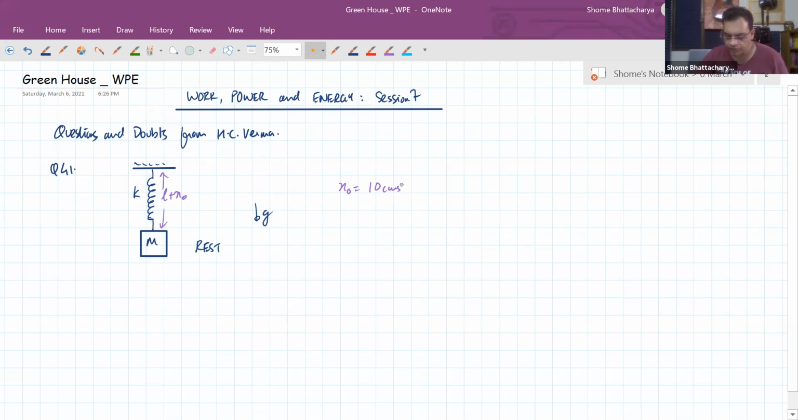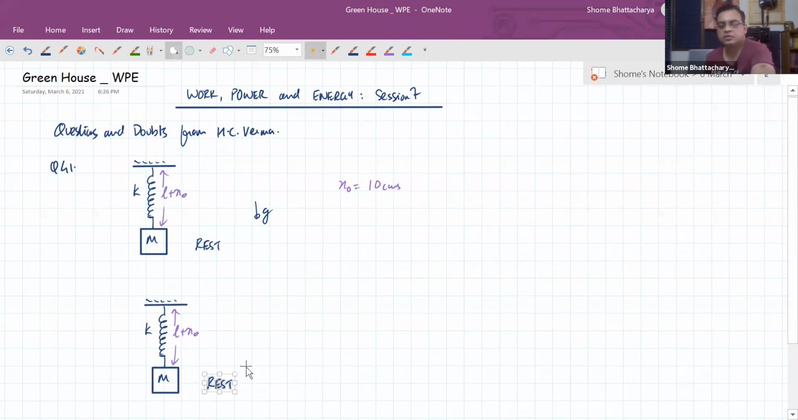Now the block is given a sharp impulse from below, so that it develops an upward speed of 2 meters per second, and we have to find the maximum distance to which it rises. So from this initial state where it was at rest, we are giving it a sharp blow, or what is called an impulse from below, such that it develops an initial velocity at t equal to 0 of 2 meters per second upwards.